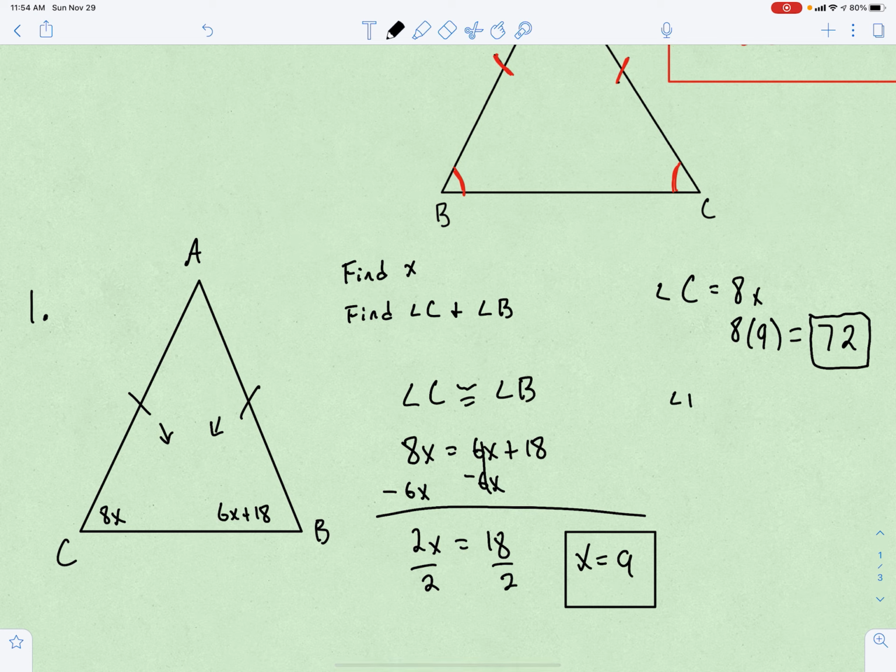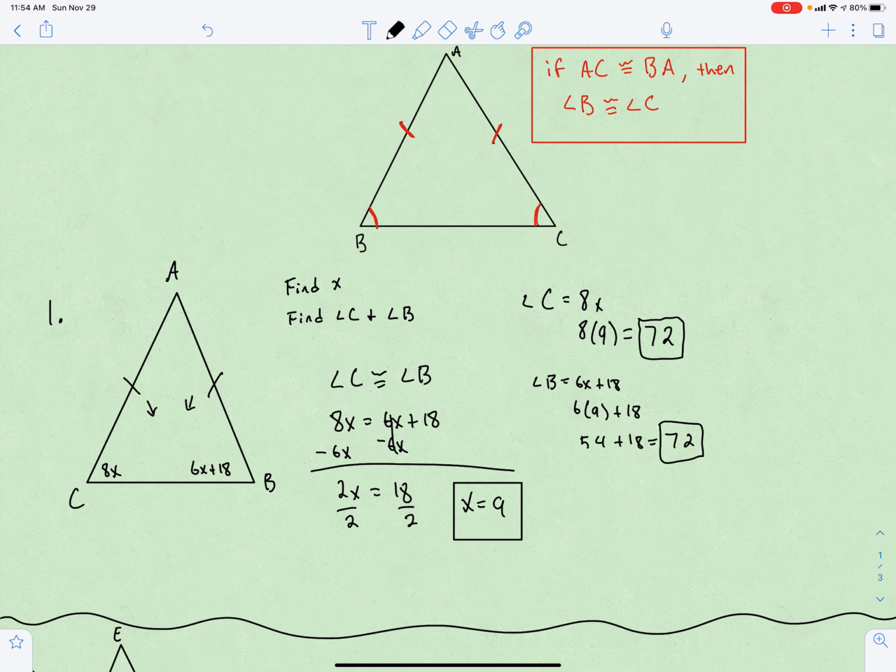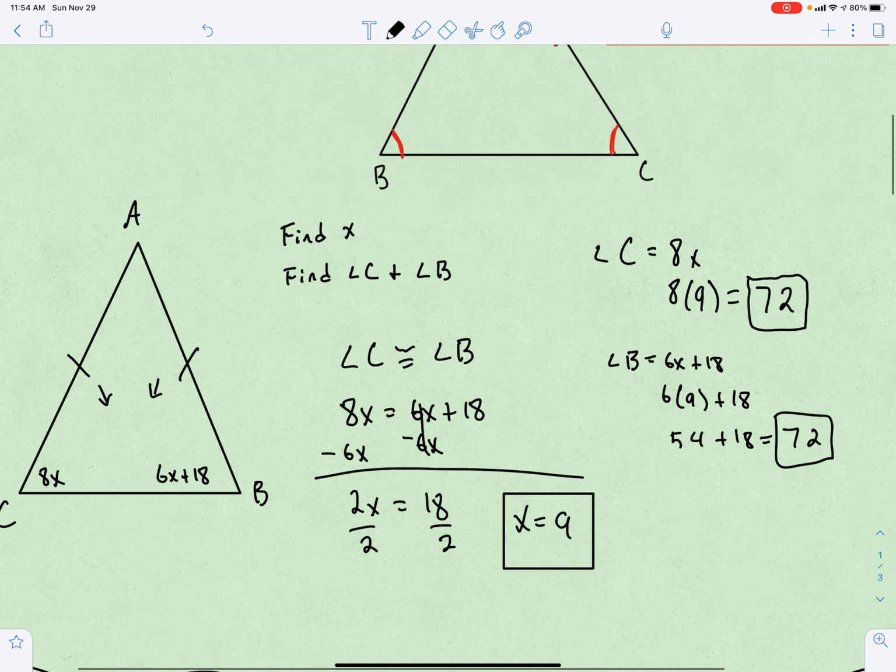So angle B is equal to 6x plus 18. I'm going to plug in x, so that'd be 6 times 9 plus 18. 6 times 9 is 54, plus 18 is 72. So that shows you that those two things are the same. So that would be an example of how you could solve for x and then use that x to go back and find your angles.